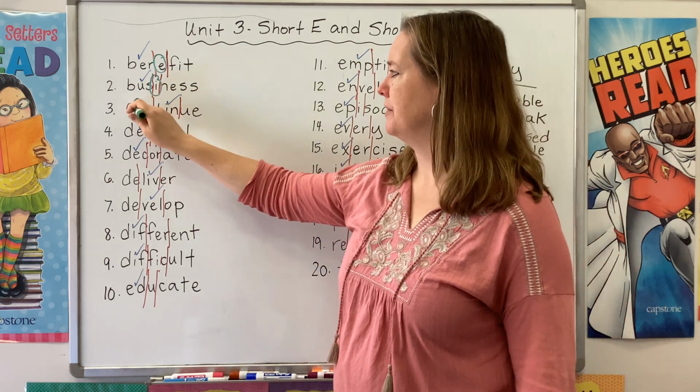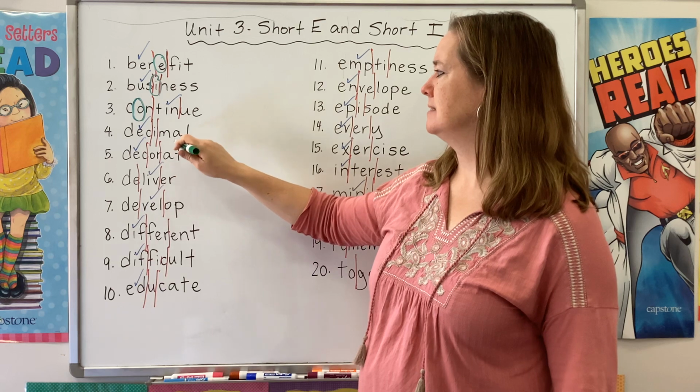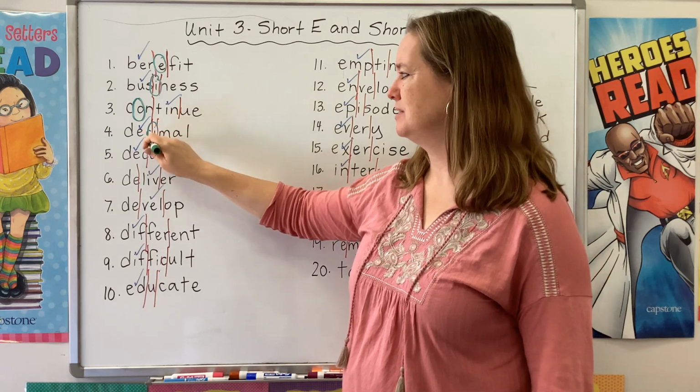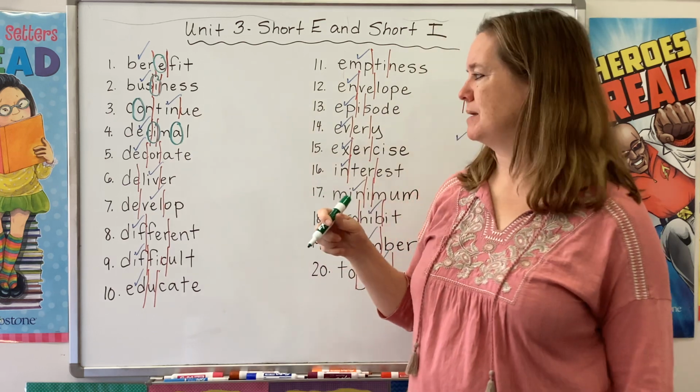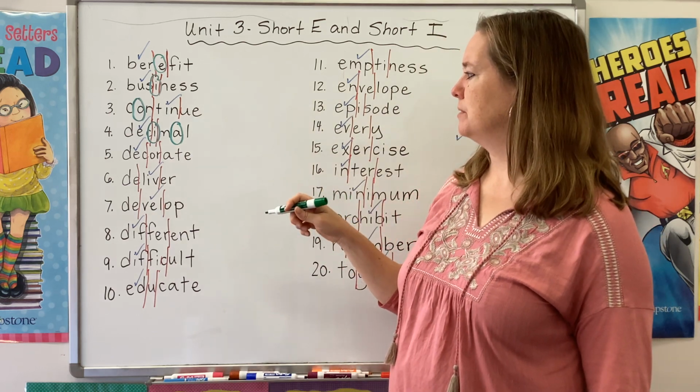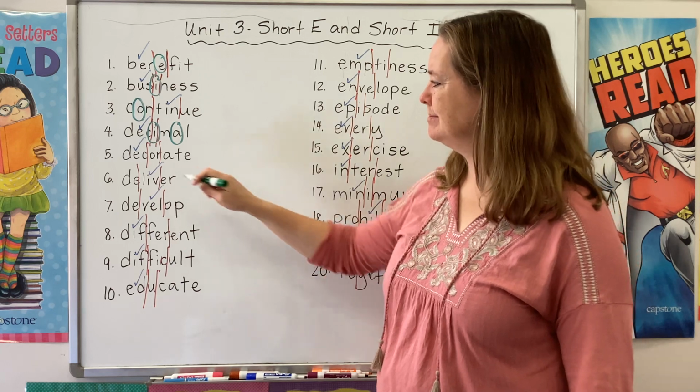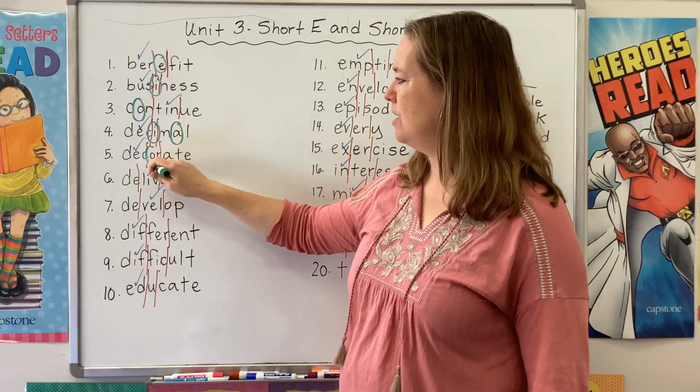Continue. There's a schwa in the O. Decimal. I'm going to circle this, but again, we don't really hear it. And the A. Decimal. That makes a schwa sound. Decorate. Maybe the O here.